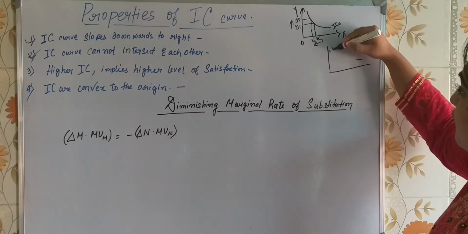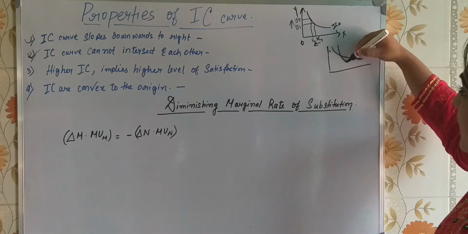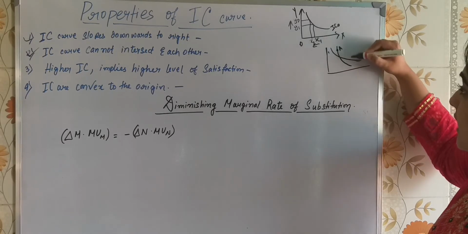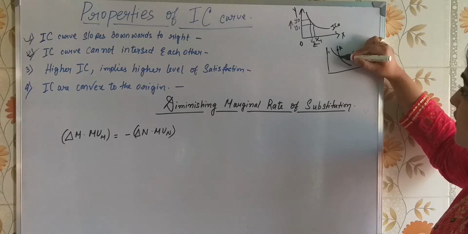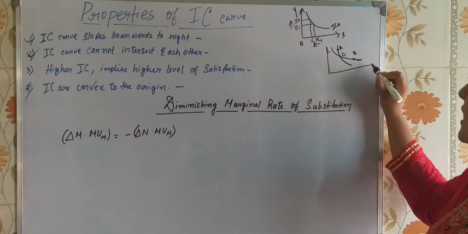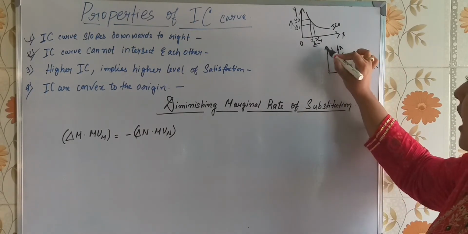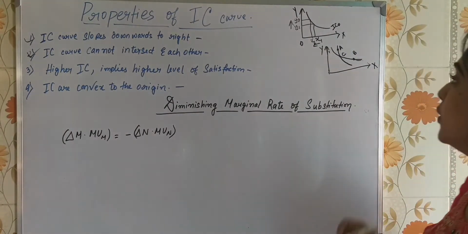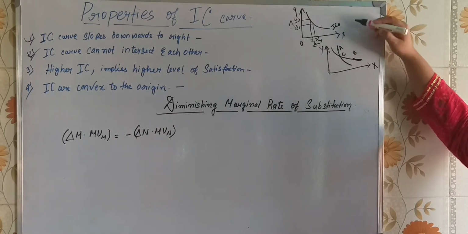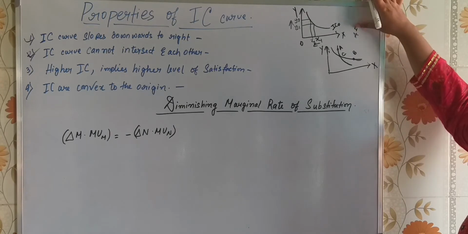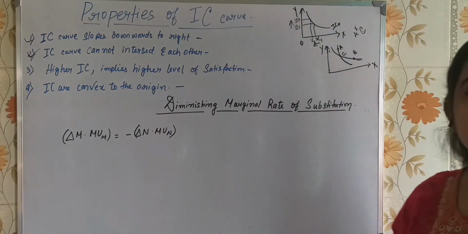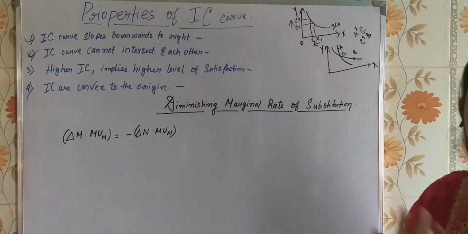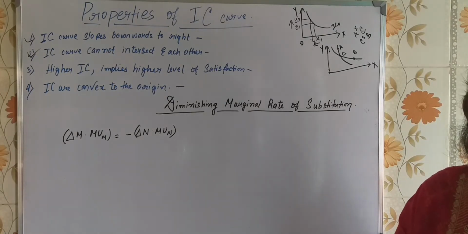See, if this is an IC curve, right? Now this is a higher IC following here. Now we have a point here, this is called A. We have a point here, this is called B, and we have a point here, this is called C. Two ICs are intersecting each other, right? Now, what does this imply? As per the axiom of transitivity, we know that A is indifferent to C. Why? Because both are lying on the same IC curve, right? Also, C is indifferent to B, or B is indifferent to C. Why? Because those two are also lying on the same IC curve.